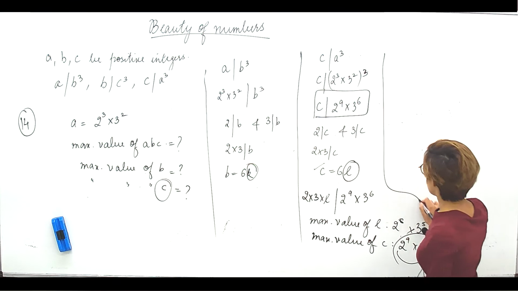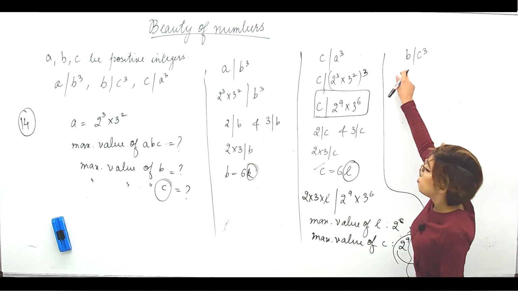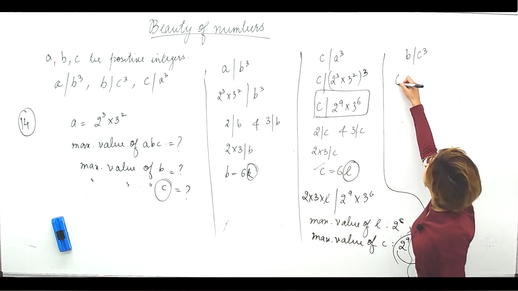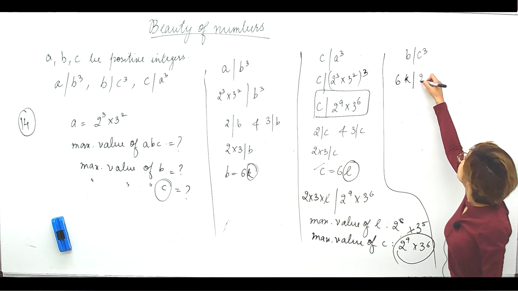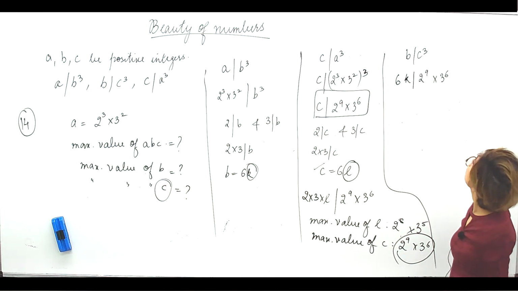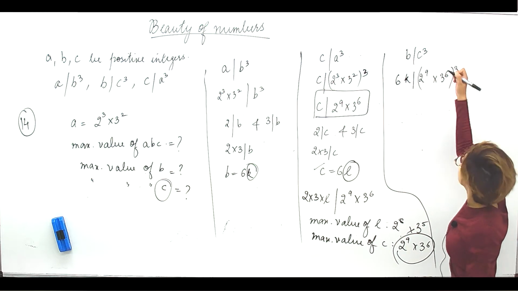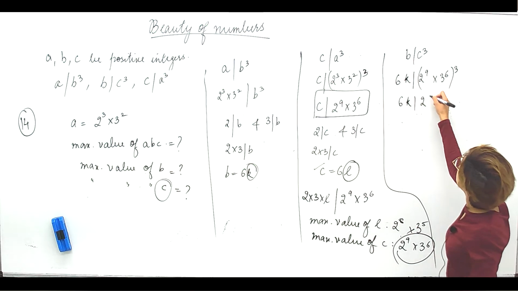Now let's utilize a condition. Which condition will we use? Yes, B divides C cube, right? So B divides, so 6K divides C cube. Now the maximum value of C cube is 2 raised to power 9 into 3 raised to power 6, and we have to cube this. How can you forget that? Right? So 6K divides 2 raised to power 27 into 3 raised to power 18.